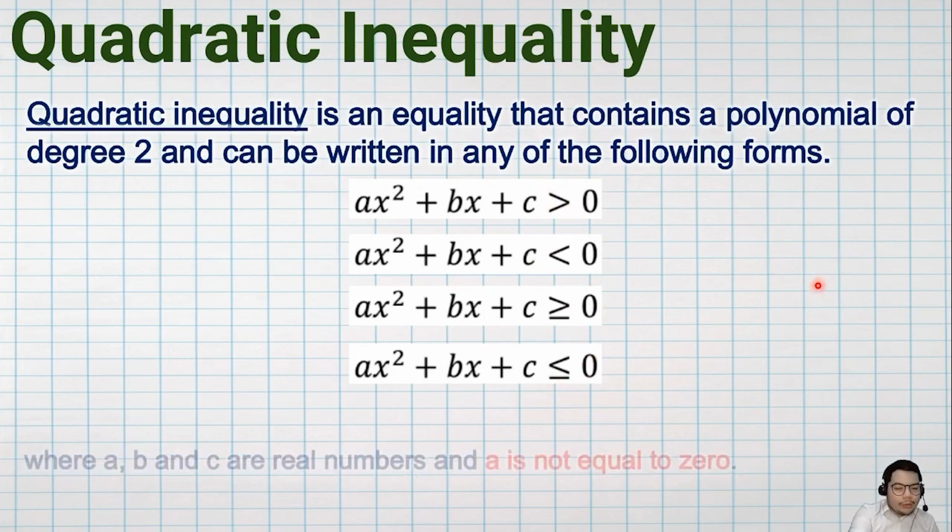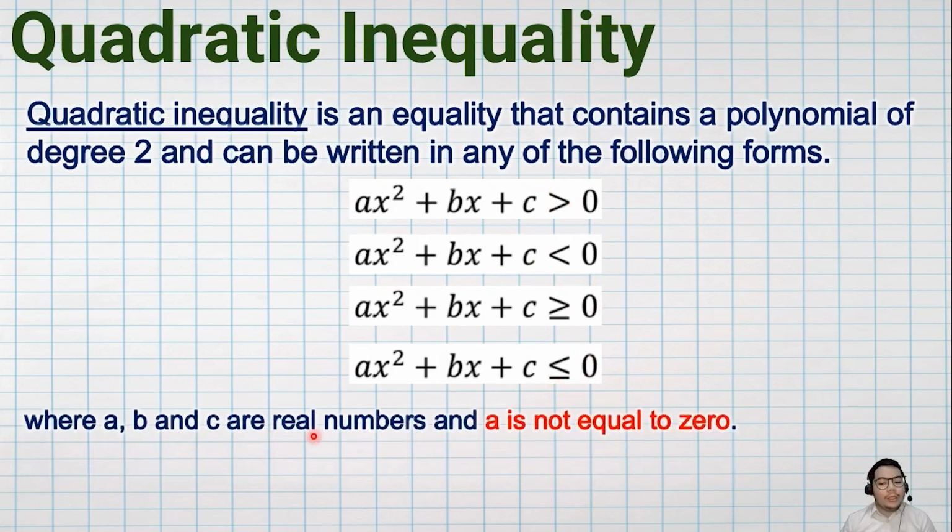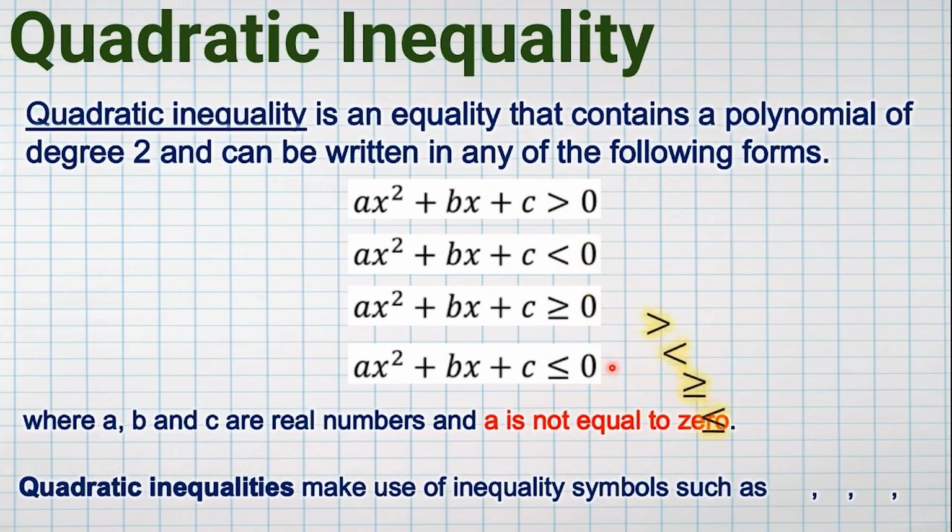So, the same as a quadratic equation, a, b, and c are all real numbers and a should not also be equal to 0. Di ba, diniscuss natin before kung bakit hindi siya pwede maging 0. That is because mawawala yung ating quadratic term. Next. And as you can see, one of the big difference between an equation and an inequality is the presence of these inequality symbols. So a quadratic inequality makes use of these inequality symbols such as greater than, less than, greater than or equal, and less than or equal.